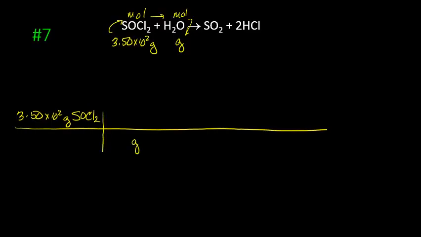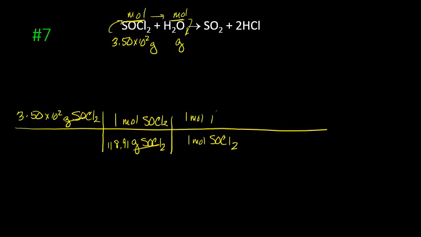Okay, grams to moles. And since it's grams to moles, it's always going to be 1 mole. Now I've got to go find the molar mass. That gives us 118.91 grams. Grams canceled. We don't want moles of this, so we have to convert from moles of this to moles of water. So 1 mole SOCl2 to 1 mole of H2O.